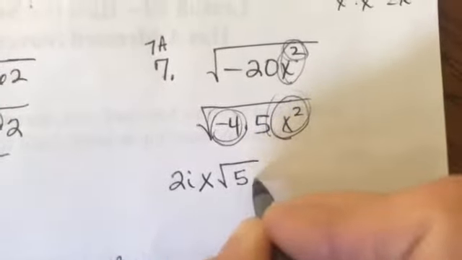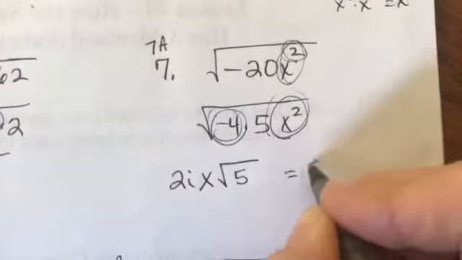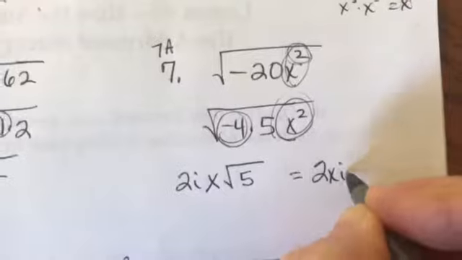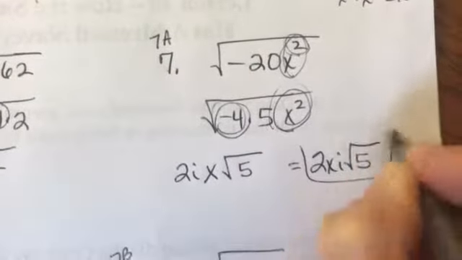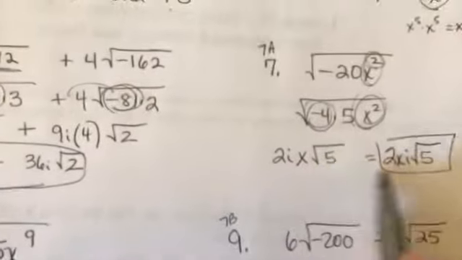Now, you could leave it like that, but typically you're going to see the i written on the back end, so you would see it as 2xi square roots of 5. So that should be my answer right there. I'm not going to get real picky with that, but your i does usually go on the end.